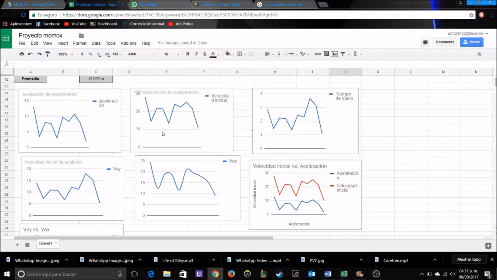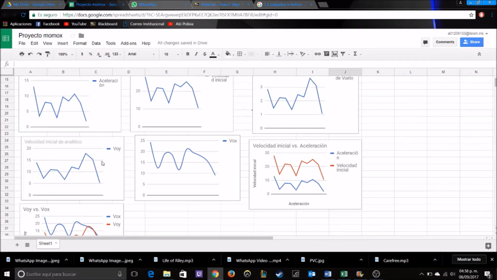Now, as for the analytics, we can say that calculated with procedures and all that, we can see that the initial velocity in y is a little different, and as for the initial velocity in x, we can see that it turns out to be completely different from the velocity in y.